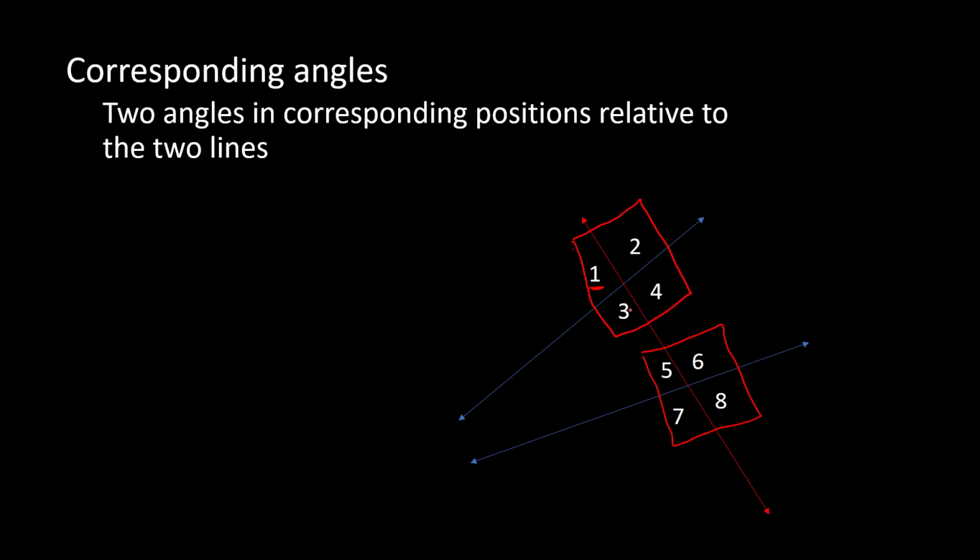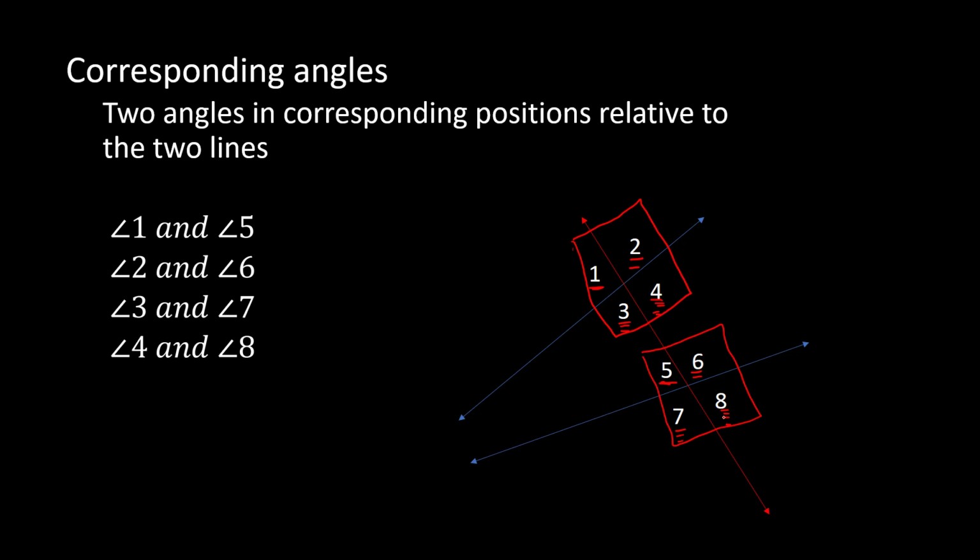And then the corresponding angle would be also in the top left corner down here. So angle 5, notice, is also in the top left corner. So angle 1 and angle 5 would be corresponding angles. Angle 2 is in the top right corner, and angle 6 is also in the top right corner. So angle 2 and 6 would also be corresponding. And then angle 3 and angle 7 are both in the bottom left, so those are also corresponding. And then angle 4 and angle 8 are both in the bottom right corner, so those would also be corresponding.